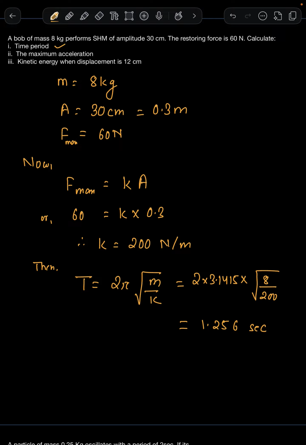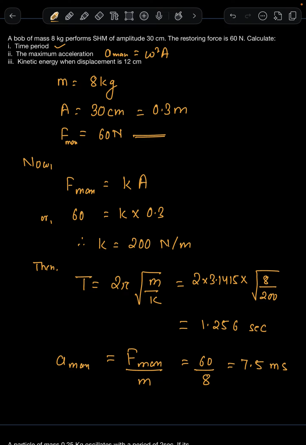Now we need to calculate maximum acceleration. We have the formula for maximum acceleration, a max as omega square a, but here since maximum force is given, we can calculate maximum acceleration in a simpler way: maximum force by mass, that is 60 by 8, which is equal to 7.5 meter per second square.